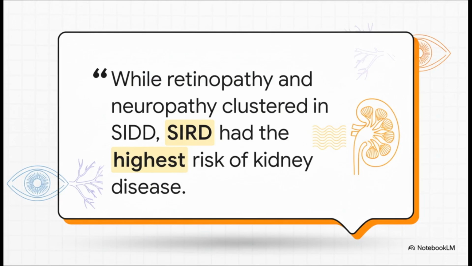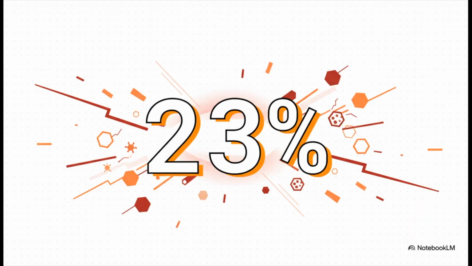We've all been taught that retinopathy, neuropathy, and nephropathy kind of travel together. Well, this data shows that's just not true. Retinopathy and neuropathy are overwhelmingly problems for the insulin-deficient group, SIDD. Kidney disease, however, that's the domain of the insulin-resistant group, SIRD. And this just brilliantly illustrates how aggressive that SIDD subtype really is.